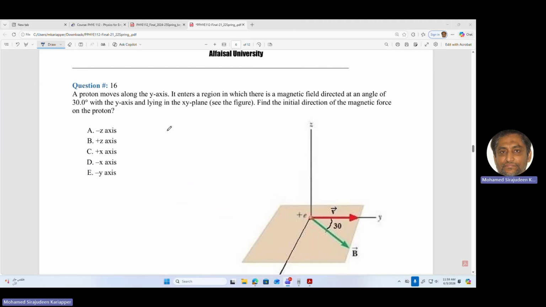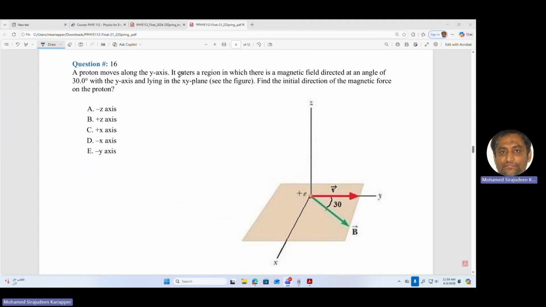A proton moves along the y-axis. It enters a region in which there is a magnetic field directed at an angle of 30 degrees with the y-axis and lying in the xy plane. Find the initial direction of the magnetic force on the proton. Okay, that's easy. V cross B will be down, and it is a proton, so still down. So the answer is negative z-axis.